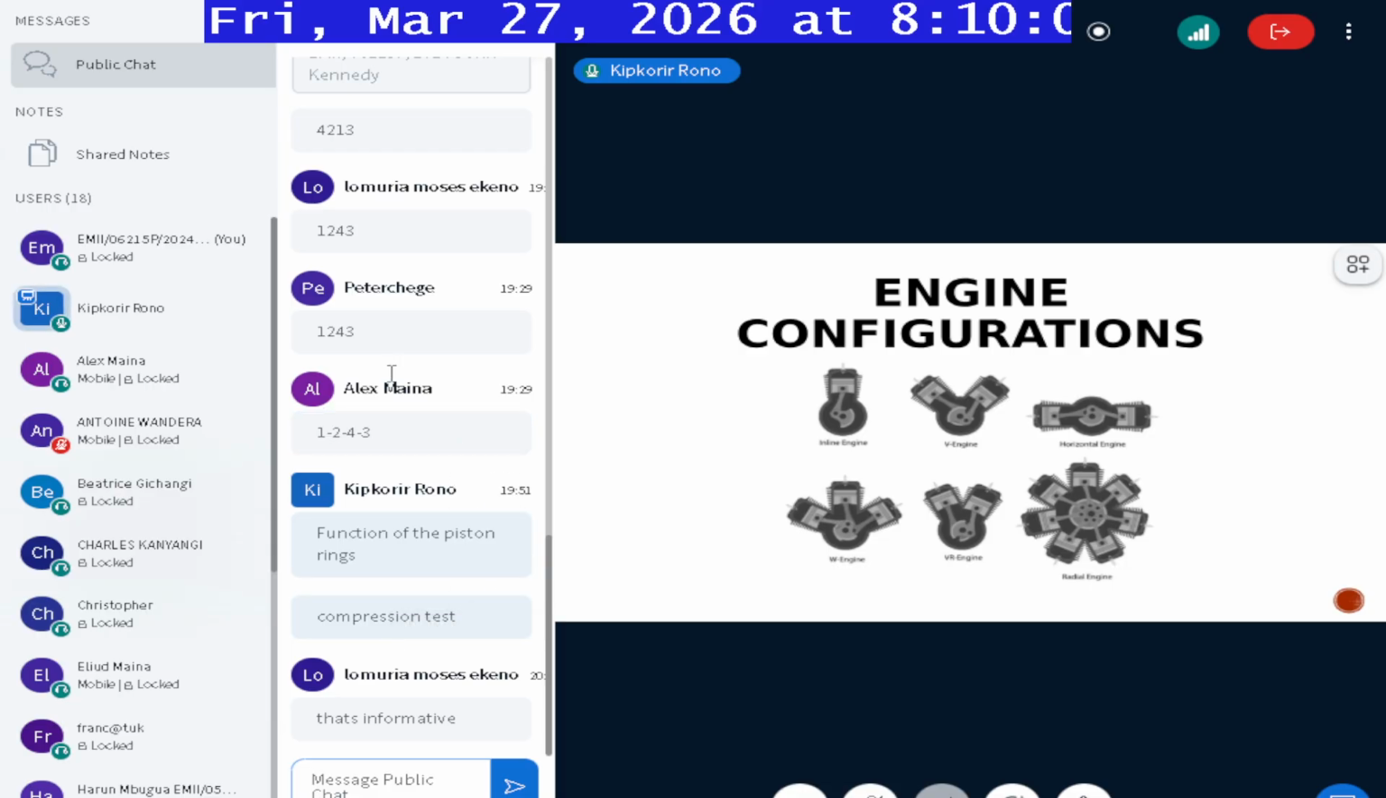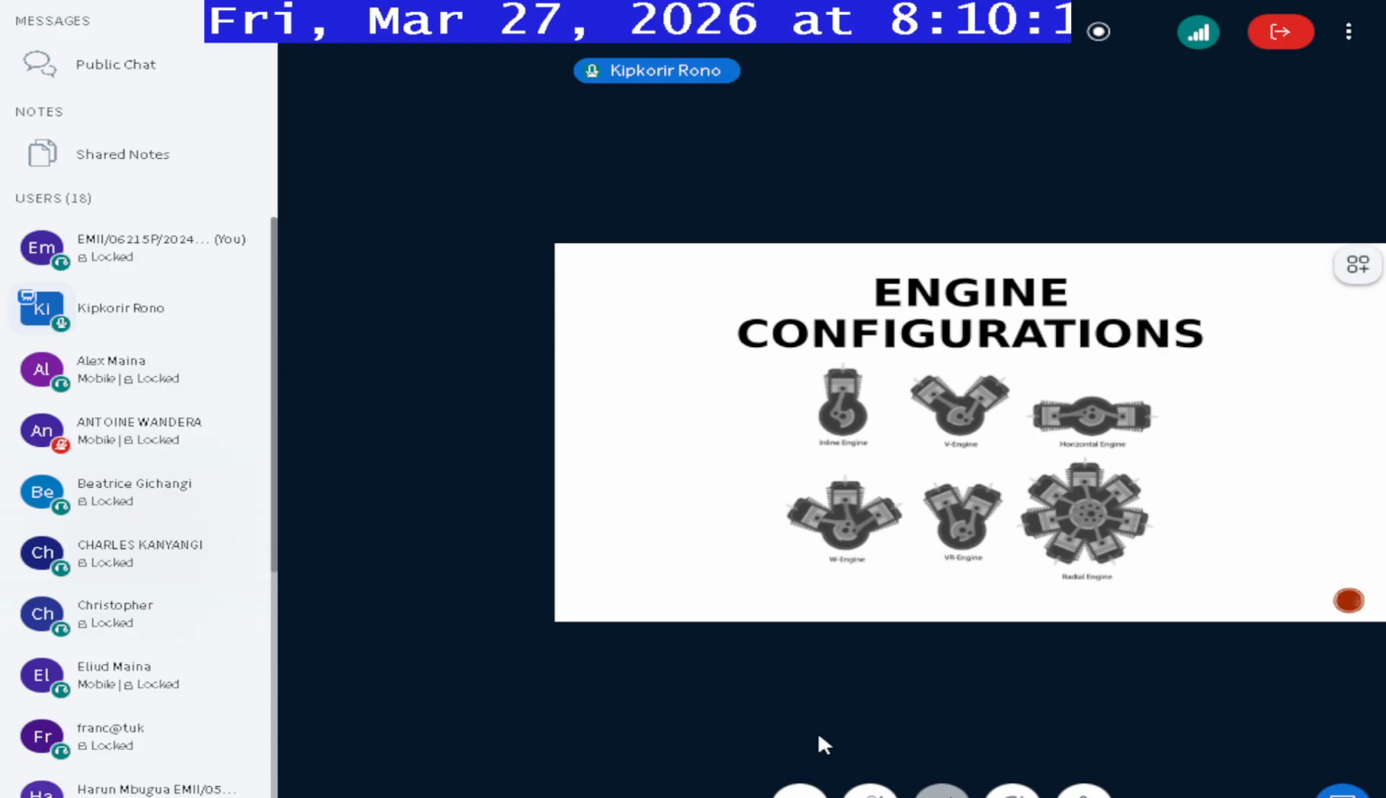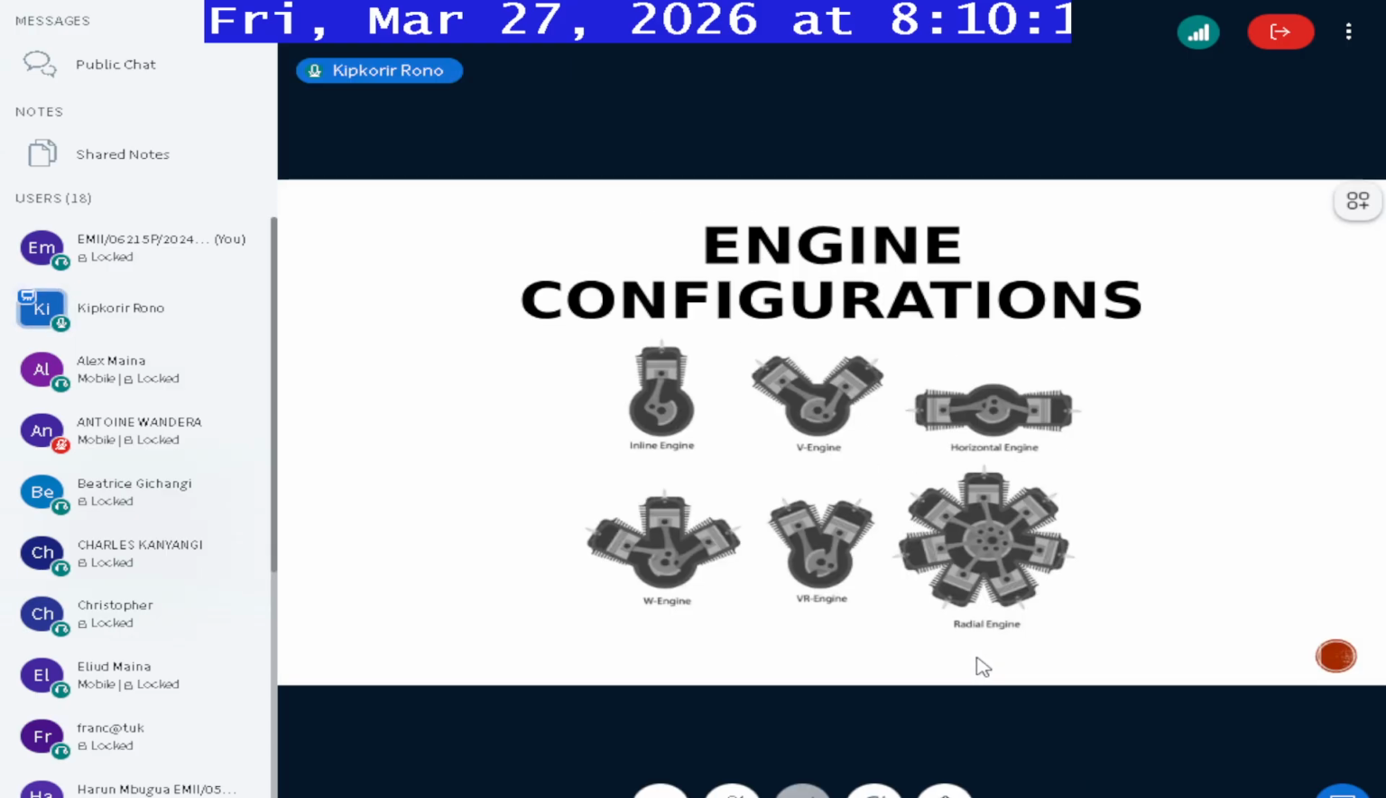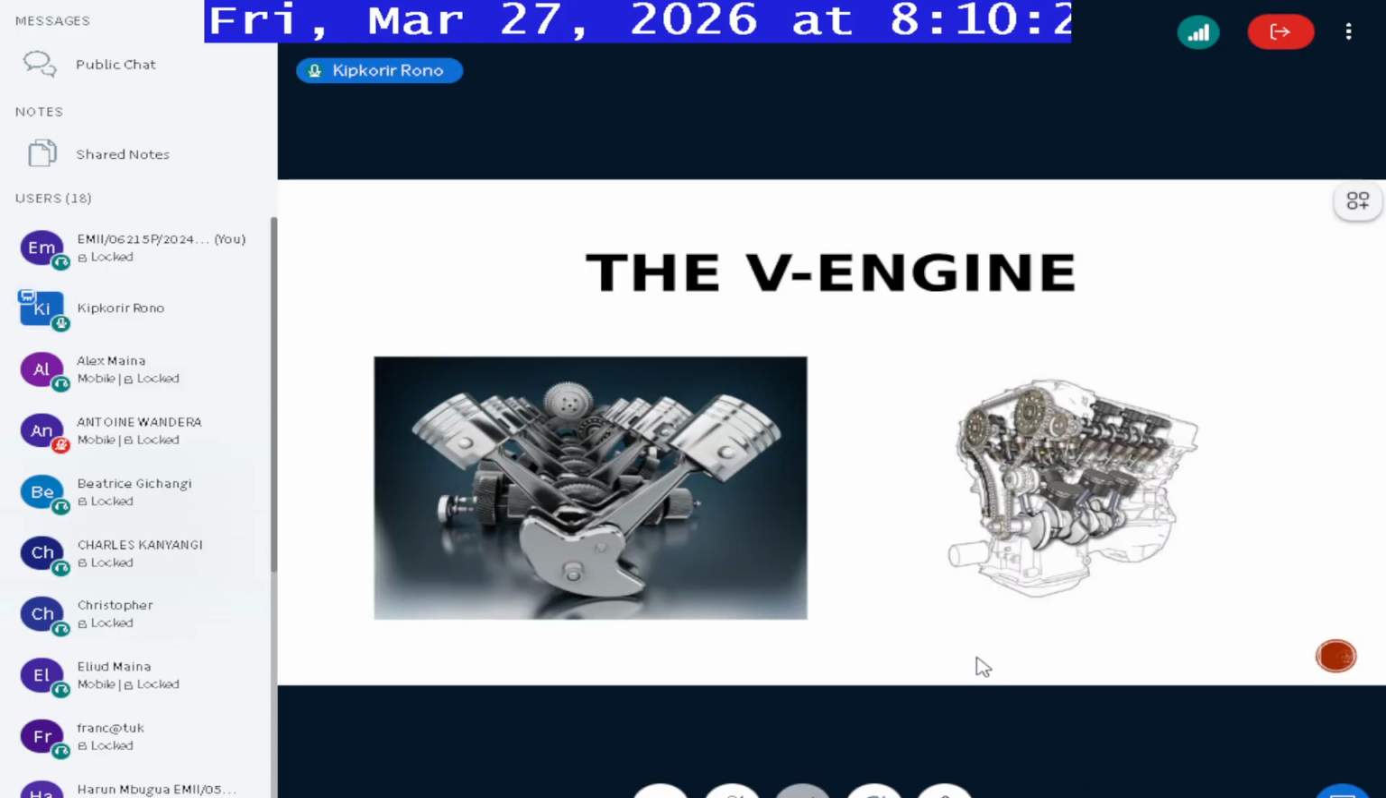Now the engine configurations, we had discussed them. There is inline, V engine, horizontal, W engine, VR engine, radial engine. Okay, I had given some few notes so you can be able to check them. The V engine, you can see the way it looks. I also want you to compare a V engine. So make a table. This is just an exercise I'm giving you between a V engine and an inline engine. Okay. So inline and V engine, what are the advantages, the pros and cons? Okay. So V and inline, I want you to make a table and compare them.